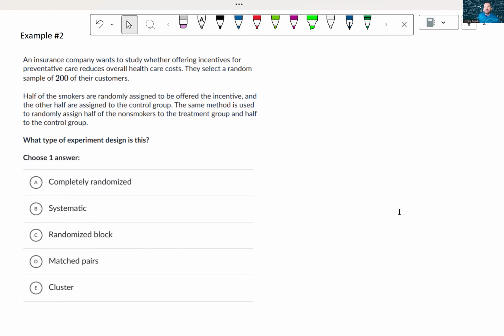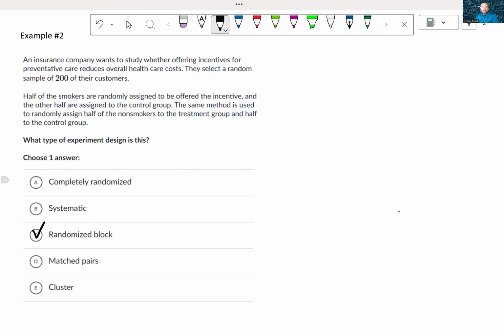So in this case, I'm not going to go through all the counter examples because I think that's going to take a lot of time. In this case, this is going to be a randomized block. And the reason is that the subjects were divided into groups based on their smoking habits before they were randomly assigned. So we determined beforehand, are they a smoker or are they a non-smoker? And so they use a randomized block.